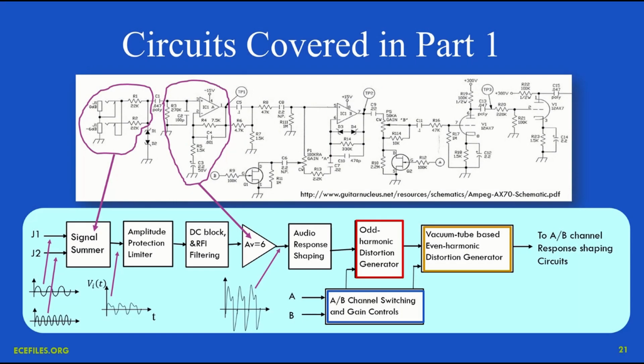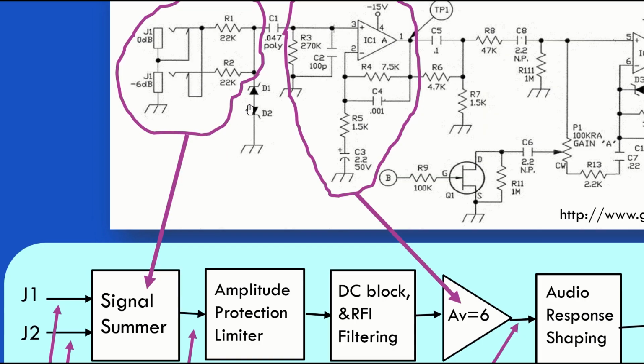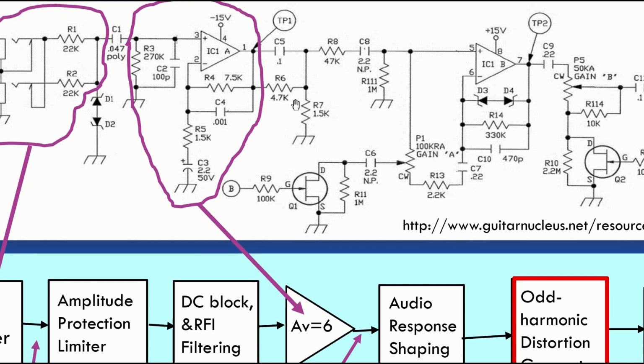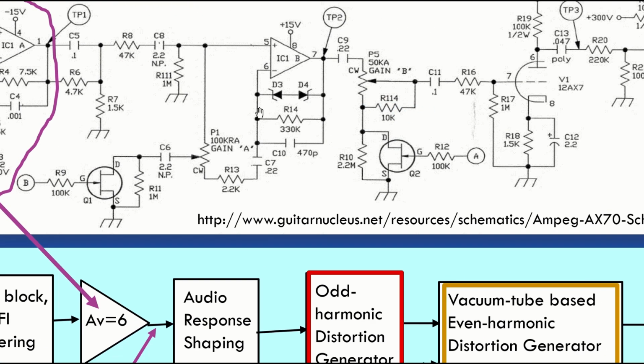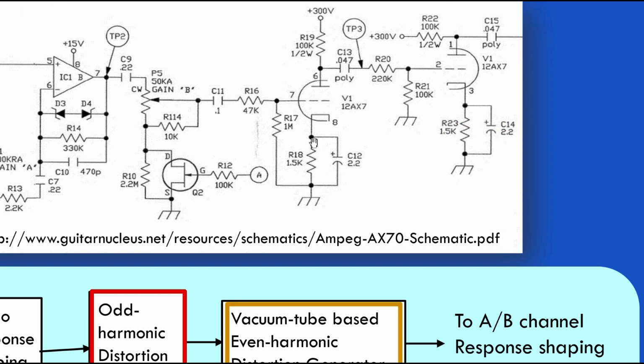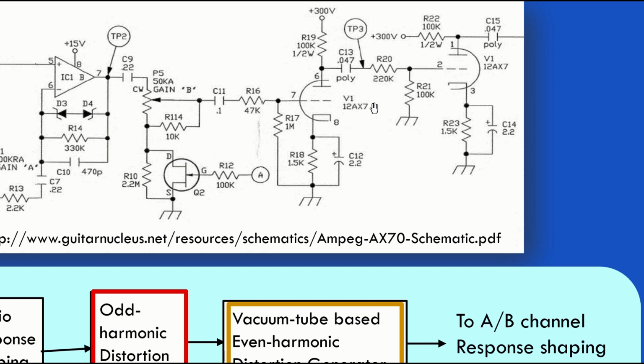So let's continue our journey in understanding circuits. We'll start here with the diodes and progress through this amplifier, talk about its frequency response, into this section, which in this guitar amp is a distortion generator, and concluding today with the tube amp.